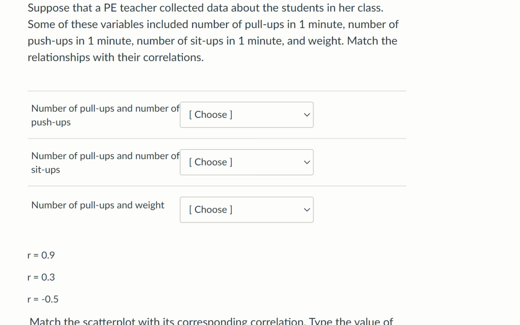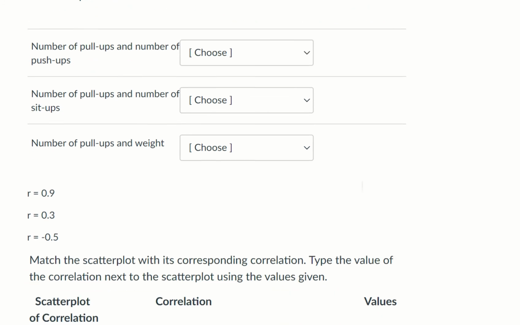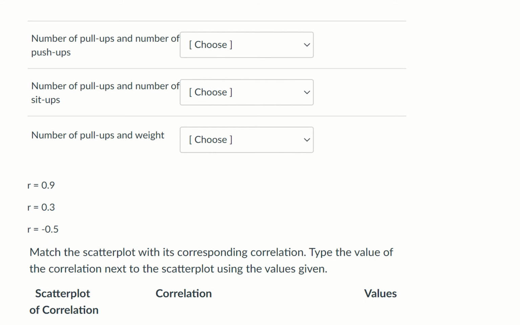Suppose that a PE teacher collected data about the students in her class. Some of these variables include number of pull-ups, number of push-ups in 1 minute, number of sit-ups in 1 minute, and their weight. Match the relationships with their correlations. So based off of some common sense, we want to determine, is there a relationship between these variables? So between the number of pull-ups and the number of push-ups, which one would that look like?